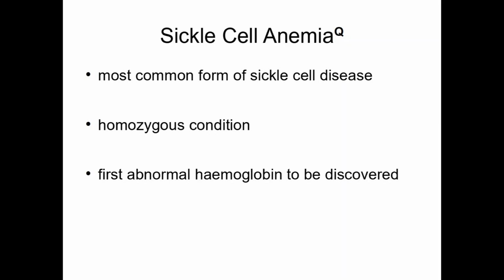Coming to sickle cell anemia, it's the most common form of this sickle cell disease group, and it's a homozygous condition. By that, what I mean is that both the genes which code for beta globin chain are defective. HbS, or the abnormal hemoglobin that is seen in sickle cell disease, was the first abnormal hemoglobin to be discovered out of all the disorders which have defective hemoglobins.